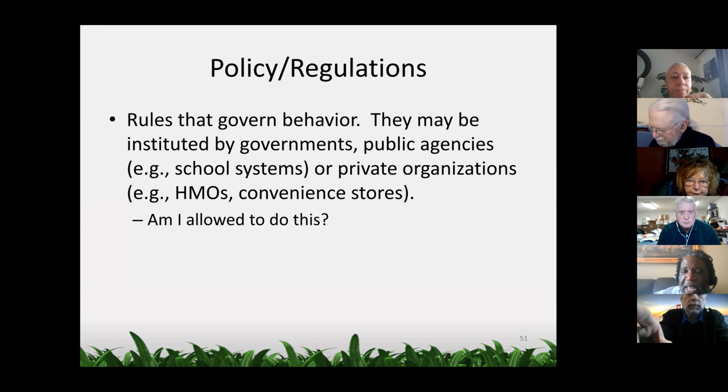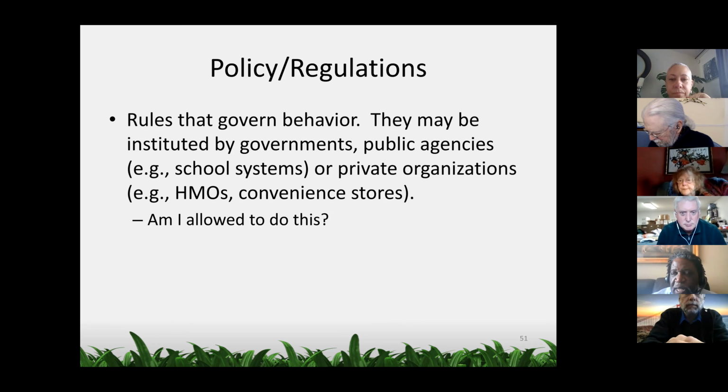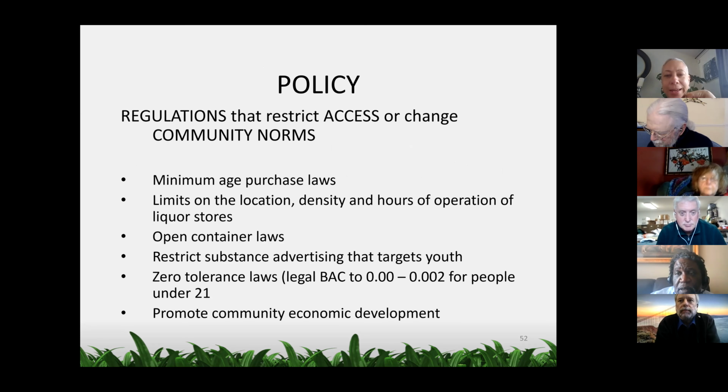Rules that govern behavior. We can do the norm stuff, we can do the access and availability, but the biggest bite, the biggest teeth and the strength, the carrot or the stick behind it, is policy. Policy helps you really put things in place, to have systems and rules in place that impact that. I call it skin in the game. So policy of environmental strategies of the CAMP model is really important because of rules and regulations that restrict access or change community norms.